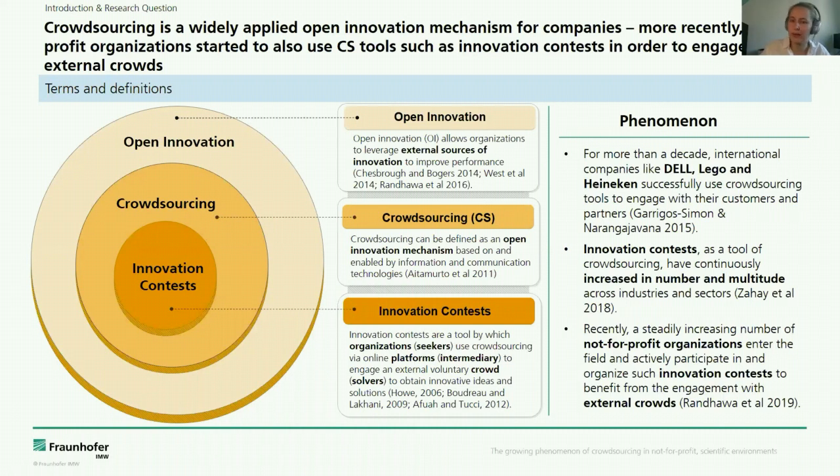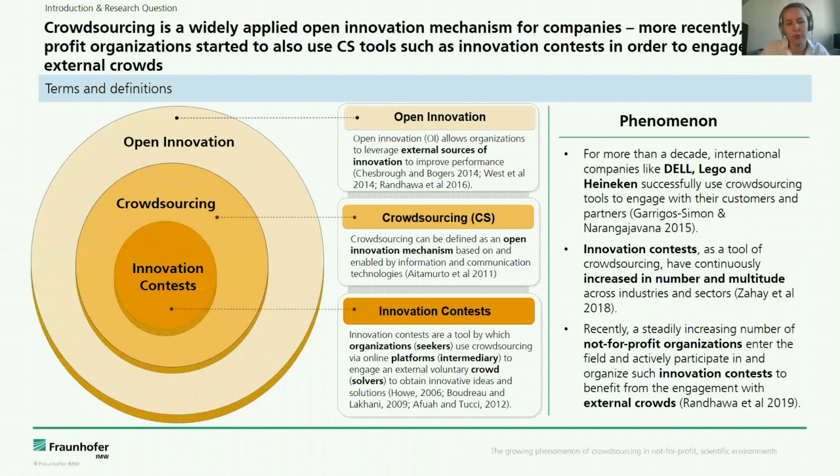For more than a decade now, international companies like Dell, Lego, Heineken, and many more successfully use crowdsourcing tools to engage with their customers and partners. Following this, innovation contests, as they are a tool of crowdsourcing, have continuously increased in number and multitude across different industries and sectors. For a very long time, it was mainly for-profit corporate organizations, like the ones I mentioned above, Dell, Lego, and Heineken, who were active in this field. Recently, a steadily increasing number of not-for-profit organizations enter this field and actively participate and organize such innovation contests themselves.